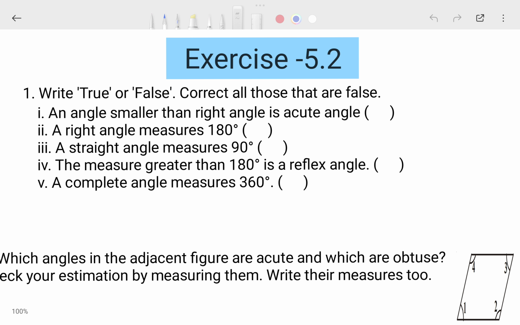I teach mathematics to weak students, so if you give your 15 to 20 minutes, I will make this exercise very easy and clear to you. I will take a somewhat longer time, but I will explain each and every question to you.